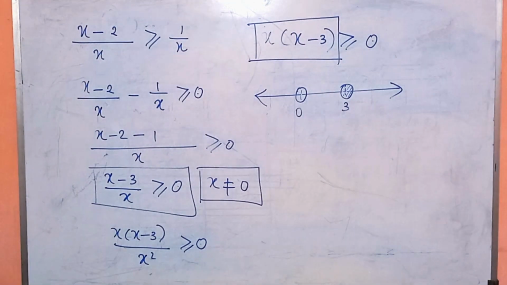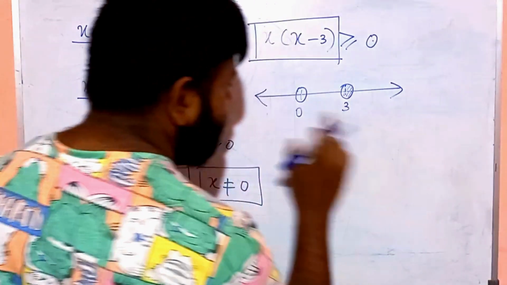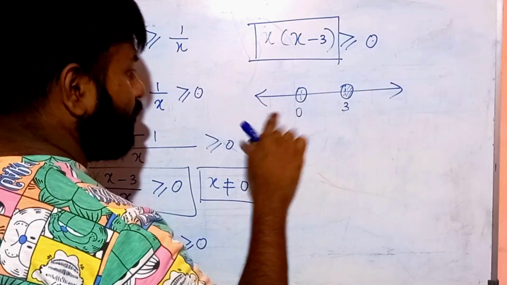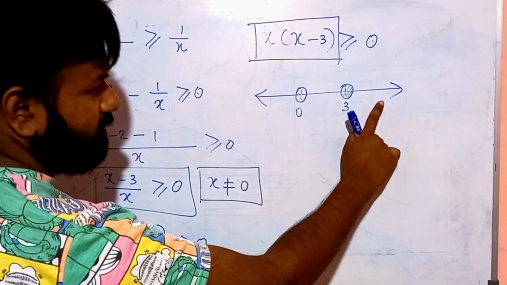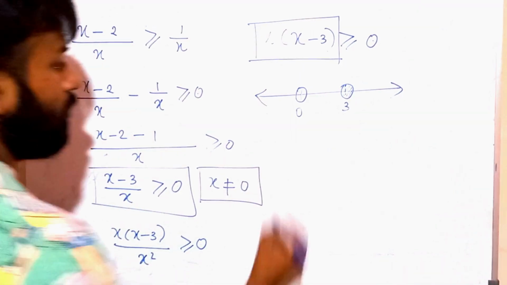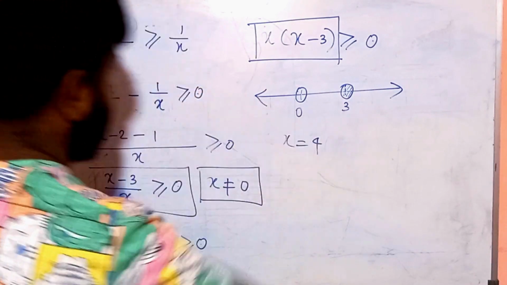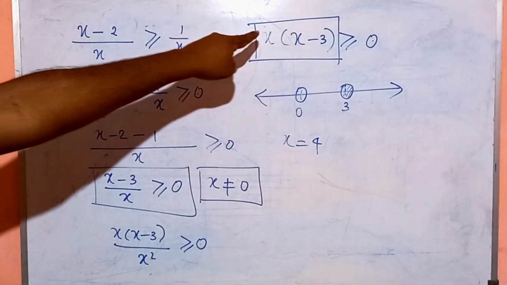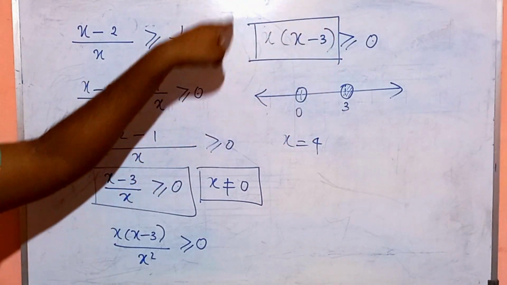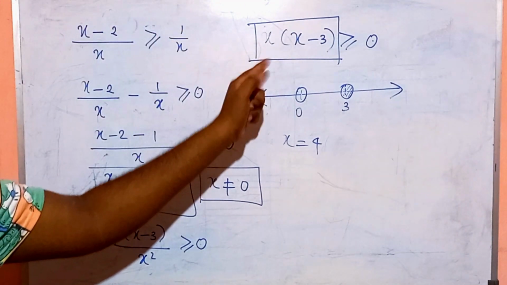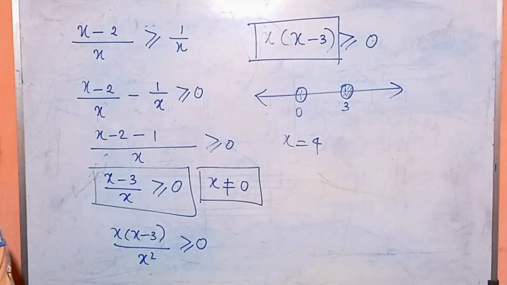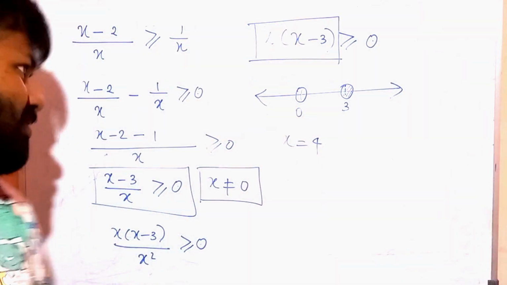So the next step, we have to do the usual thing. These two values divide this number line into 3 parts. First of all, you have to consider a value which is greater than 3. Let's say 4, when x is equal to 4. What can you say about the sign of this expression? We have to select the region which makes this expression greater than or equal to 0, so you have to find the positive regions.